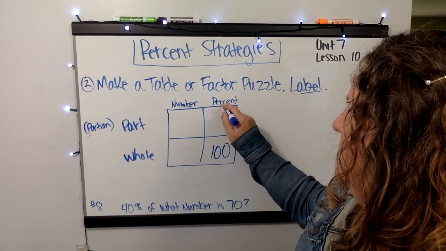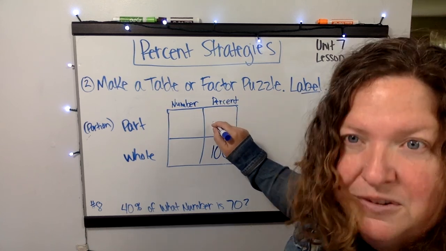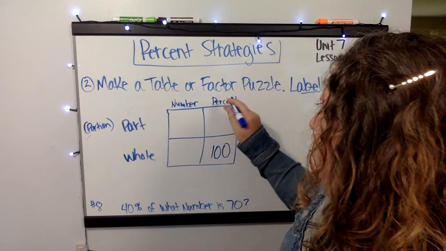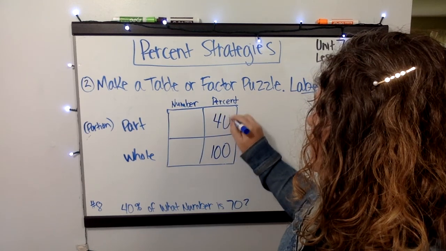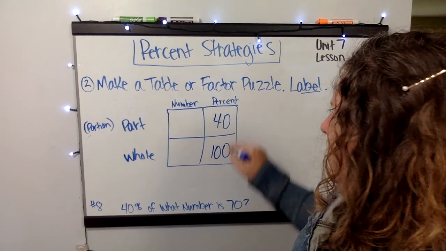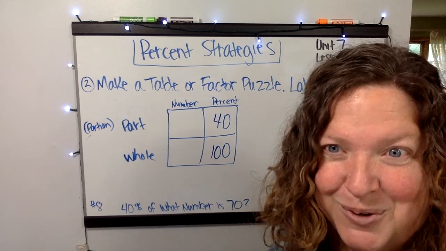It's got to go in the percent category. And 40% is just a part. It's not the whole thing. So it's got to go in the percent part. So we got 40%. That's a part. There's 100%. That's the whole. We're off and going.